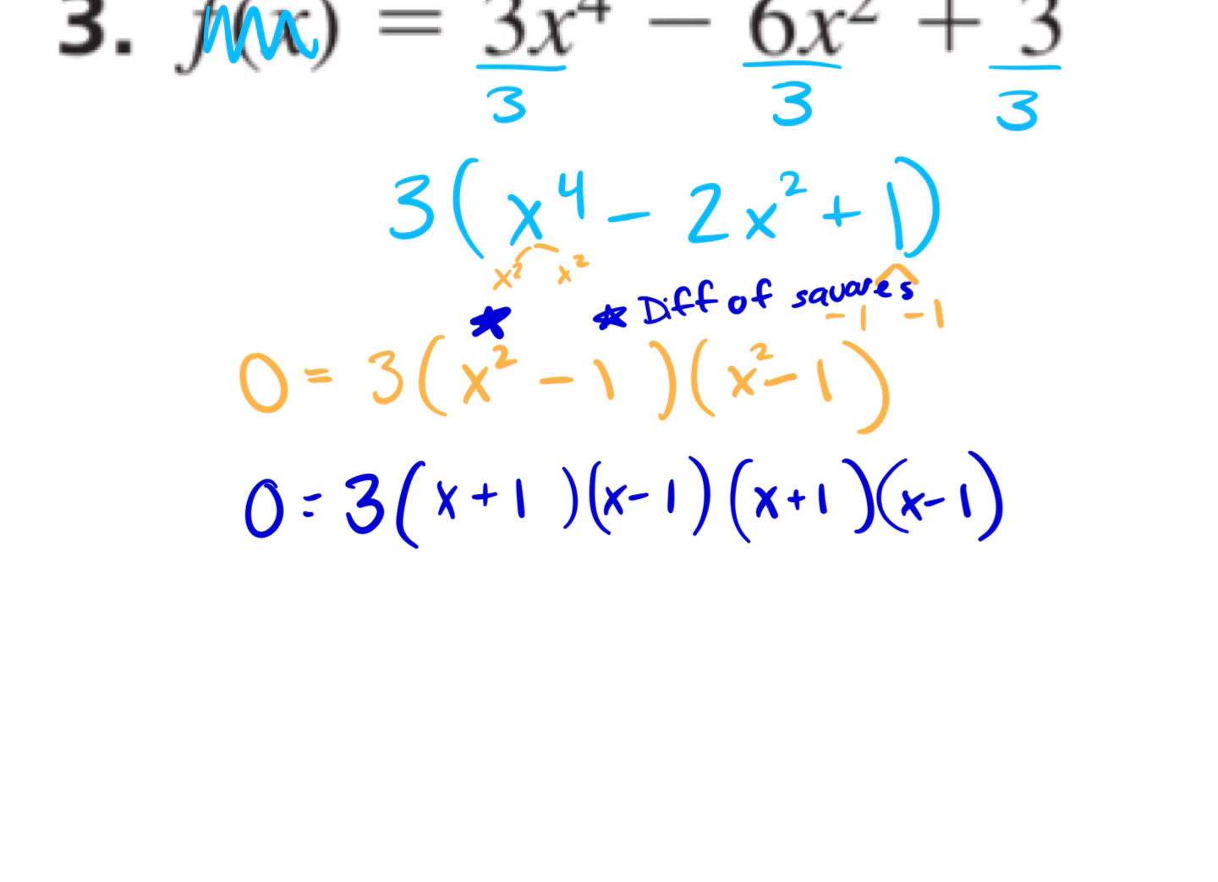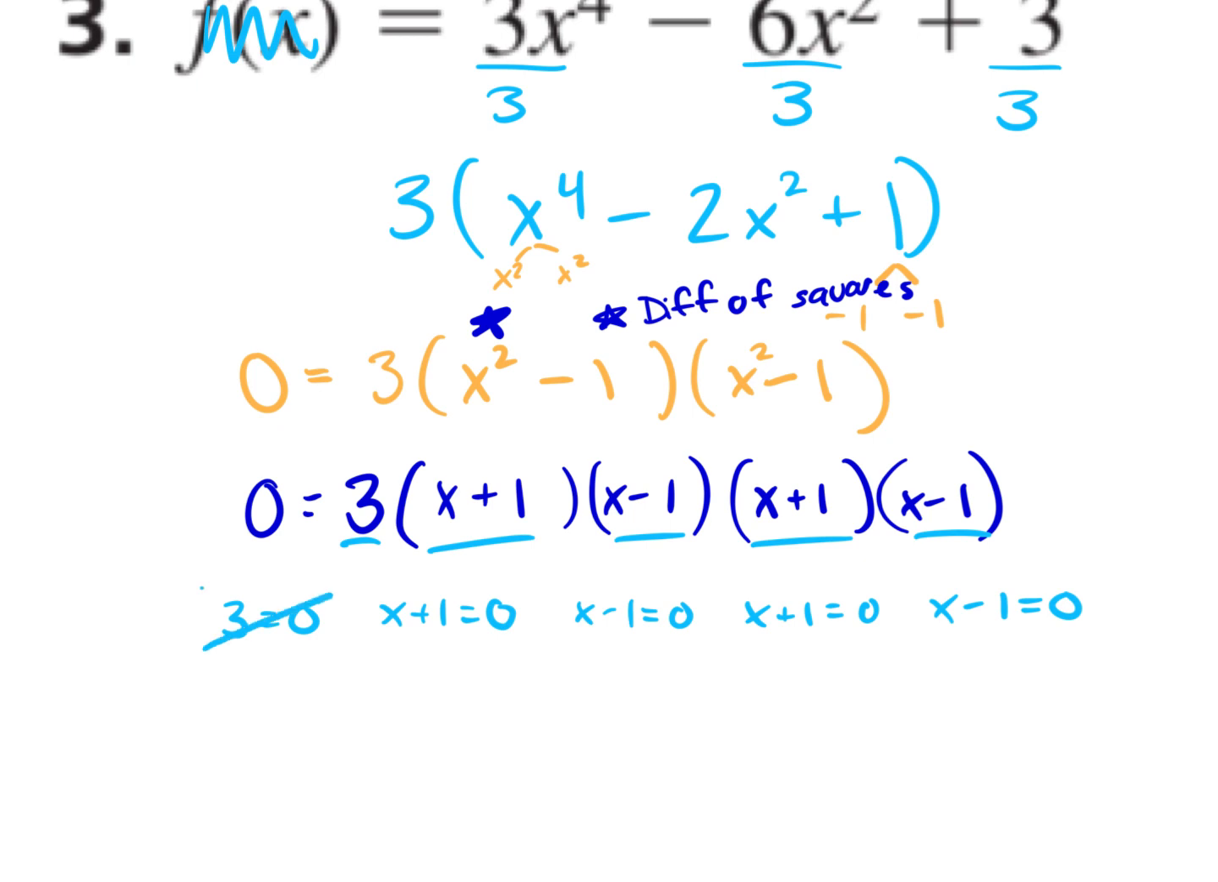Well, let's finish solving. Set them all equal to 0. So 3 equals 0, x plus 1 equals 0, x minus 1 equals 0, x plus 1 is equal to 0, x minus 1 equals 0. What do I do with that 3 is equal to 0? Cancel it out. There's no x there, and 3 does not equal 0, so it goes away.